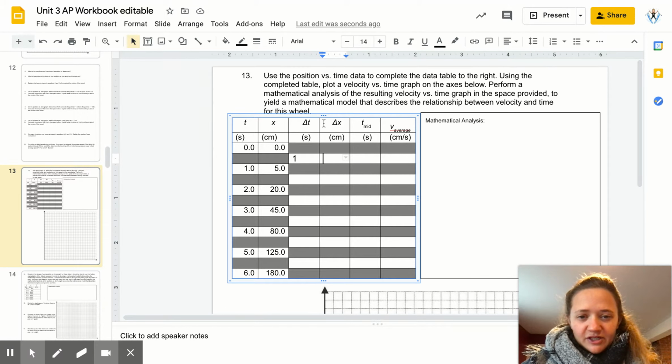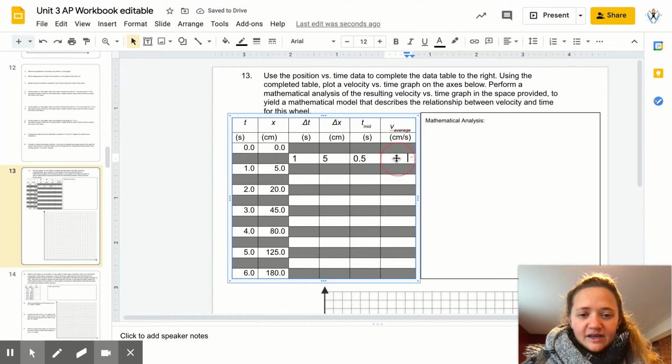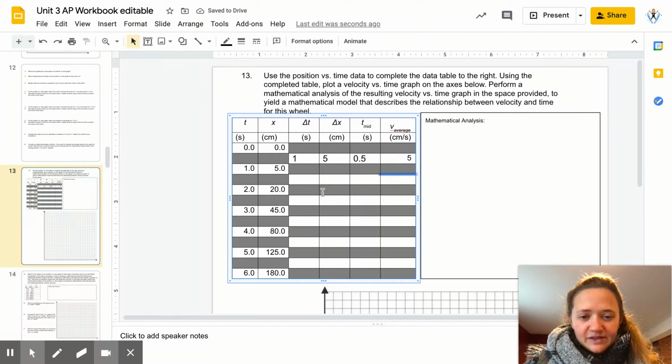Next, we have to fill out our change in position between these two boxes, 5 minus 0, which is 5 centimeters. So now T mid. Mid means midpoint. And so we're going to figure out what's the middle value between 0 and 1. That would be 0.5. And then to calculate the average velocity, we're going to use velocity average is change in position divided by change in time. So 5 divided by 1, which is 5 centimeters for every second.